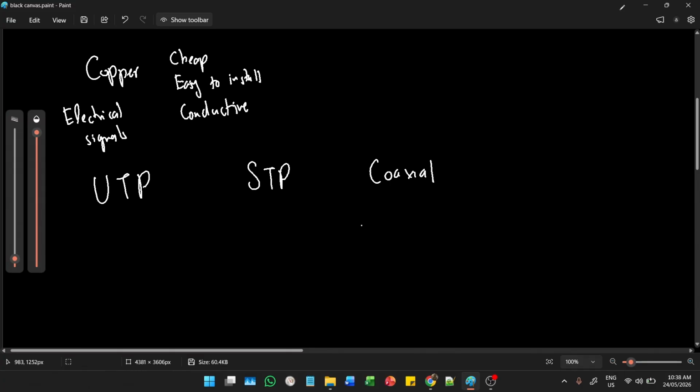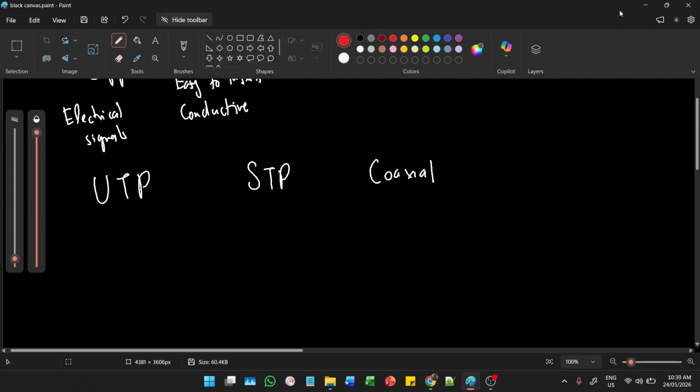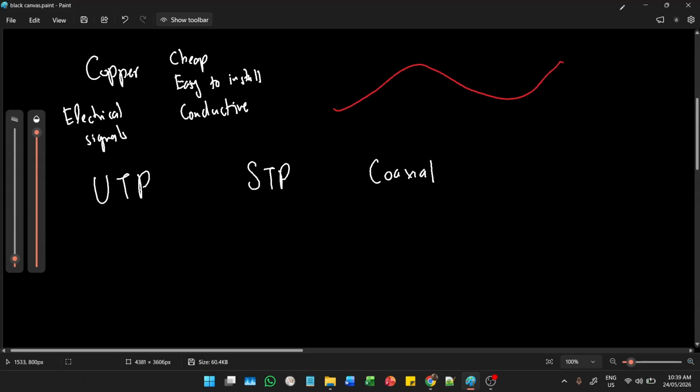So when it comes to UTP, STP, coaxial, let's talk about what UTP means. UTP means unshielded twisted pair, and STP means shielded twisted pair. We'll talk about coaxial a bit later. So first off, why twisted pair? Why do we need to twist wires?